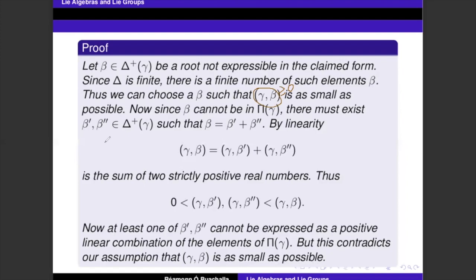Now, by linearity, if I take this element and pair it with gamma, I know, of course, that this thing has to be greater than or equal to 0. And now, because these are positive, and because beta prime and beta double prime are positive, these things are also greater than or equal to 0. So it's the sum of two strictly positive real numbers.